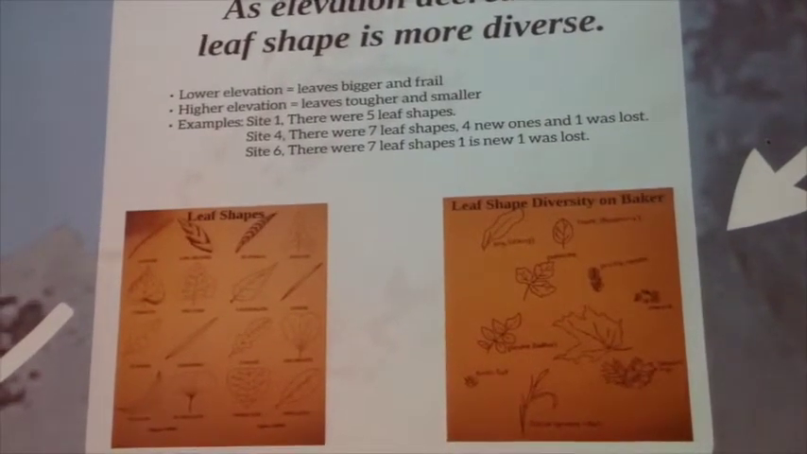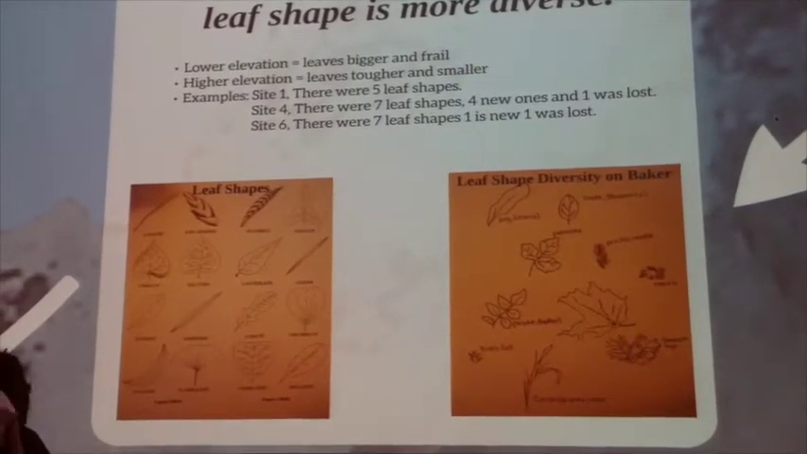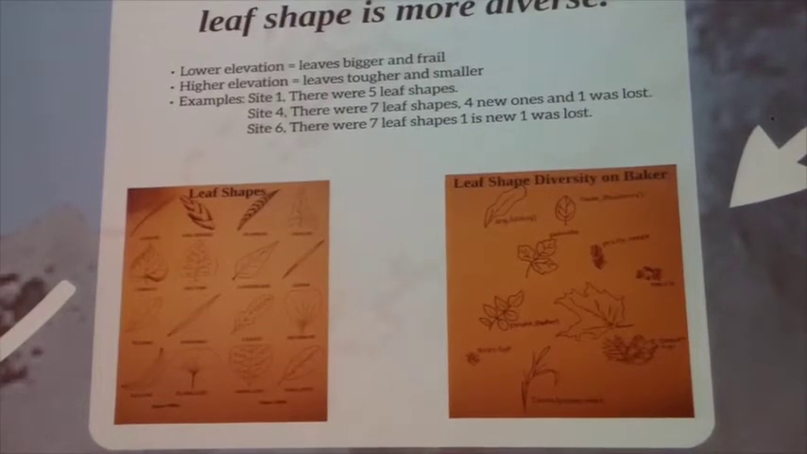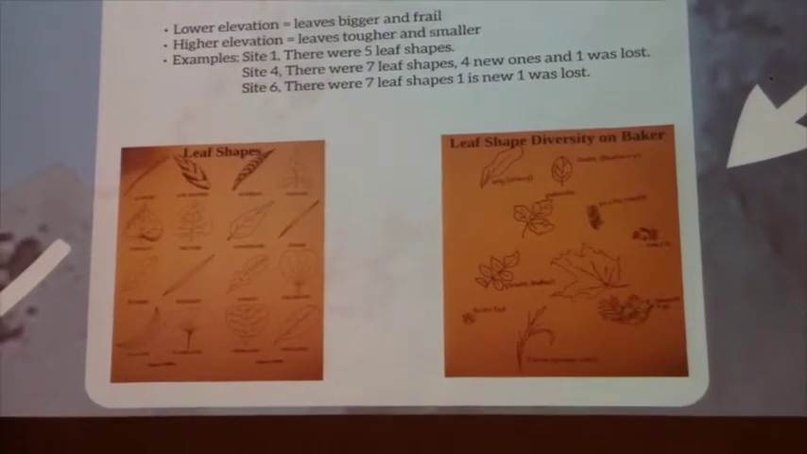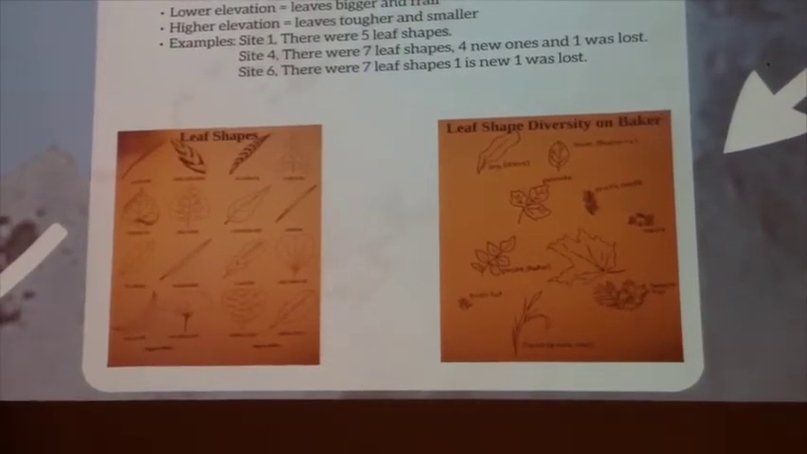And as 3 examples, we took some data, and at Site 1, there were 5 different leaf shapes, but at Site 4, there were 7 leaf shapes. 4 of them were new, and 1 was gone, so it was lost. And at Site 6, there were 7 leaf shapes. 1 was new, and 1 was gone.